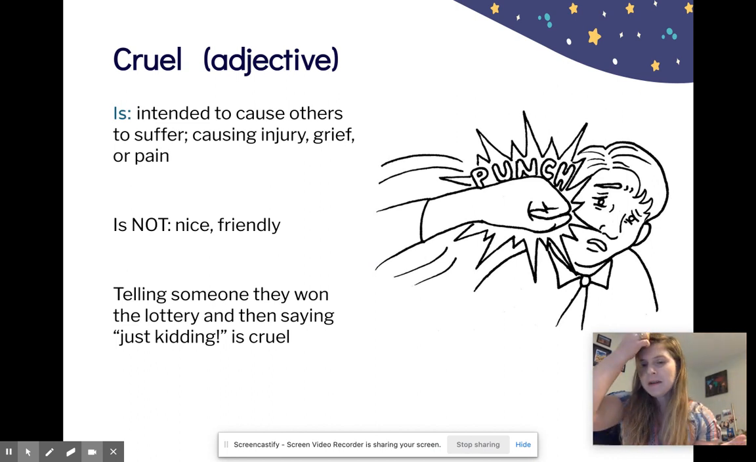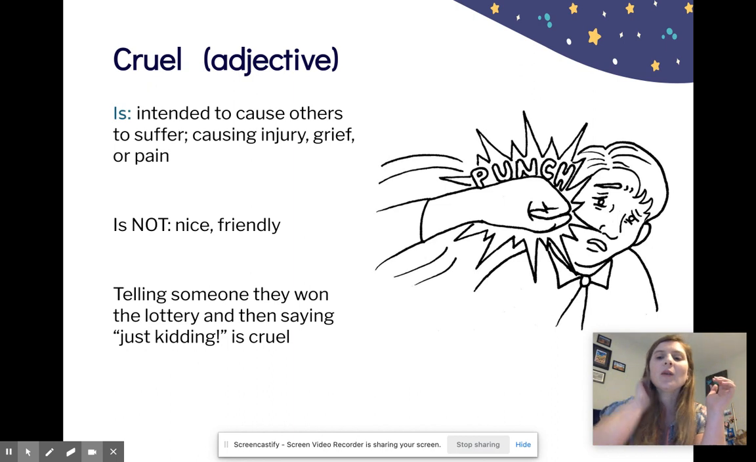Cruel is an adjective, so you would use cruel to describe an action or a person or something that happened. It is intended to cause others to suffer, causing injury, grief, or pain. It's not nice or friendly. So, for example, telling someone they won the lottery and then saying, just kidding, is cruel.